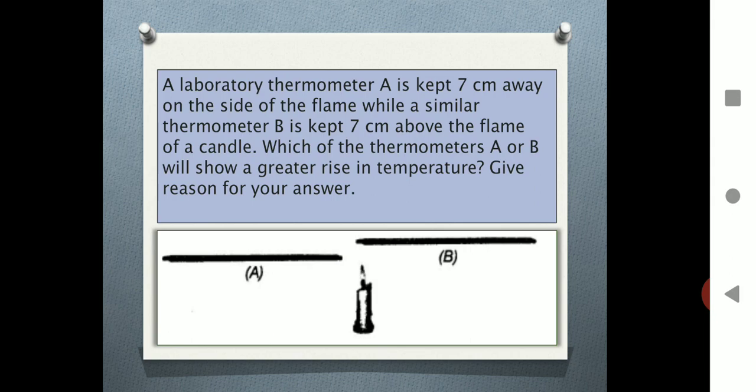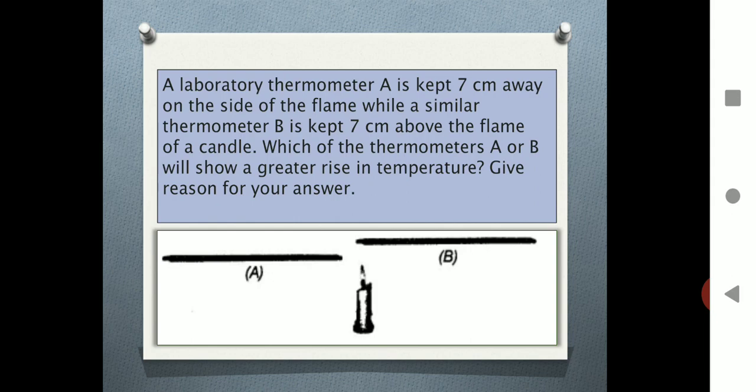Again, there is an example here. There are two thermometers, thermometer A and thermometer B, and there is a burning candle. Now thermometer A is kept 7 cm away on the side of the flame of the candle, while thermometer B is kept 7 cm above the flame of the burning candle. Now we want to know which one of these thermometers, A or B, will show a greater rise in temperature, and we have to give an explanation to our answer. So how do we answer this?